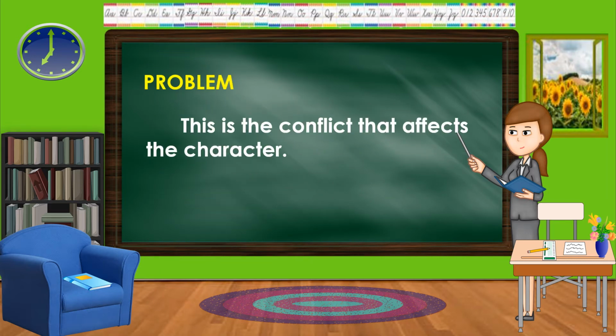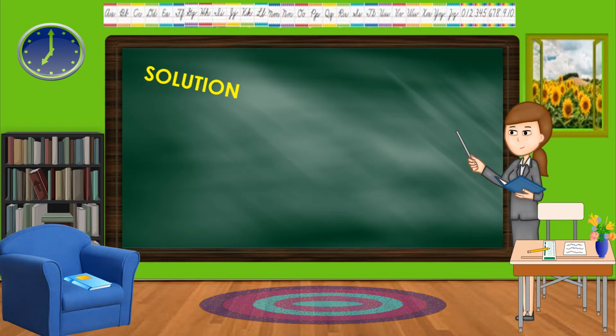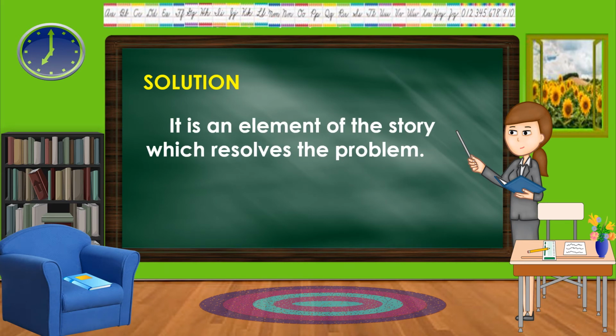Problem. This is the conflict that affects the character. Solution. It is an element of the story which resolves the problem.